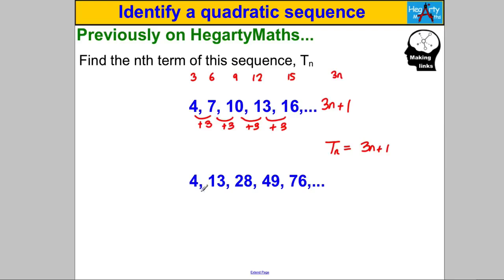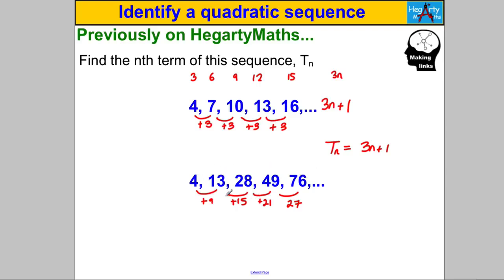So, are they going up by a common difference? Well, the difference between there and there is 9. The difference between here and here is 15. The difference between here and here is 21. The difference between here and here is actually equal to 27. What's going on there? They don't have a common difference. Also, they don't have a common ratio. There's no number that you can multiply by to get from one to the other all the time.